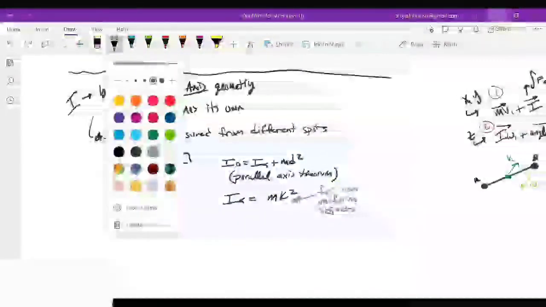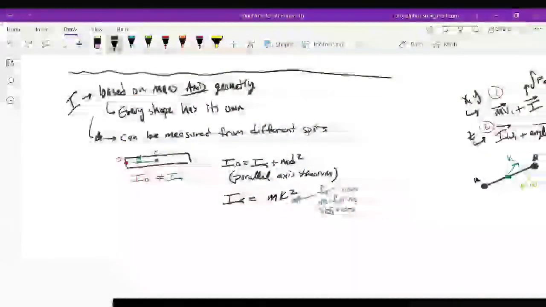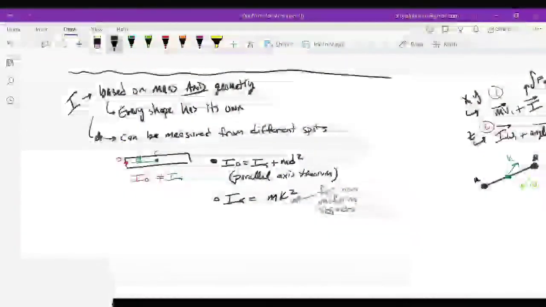Okay. All right. Yeah, that was what was confusing me because I never really understood MK squared, when to use that and when to use the initial one. No, that's it. That's all it is.